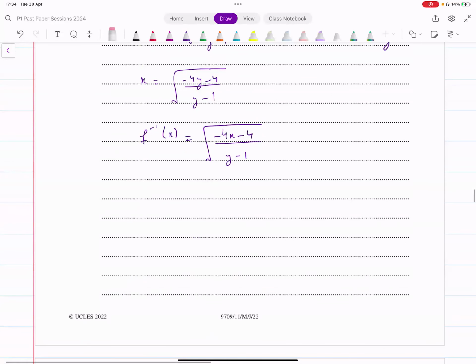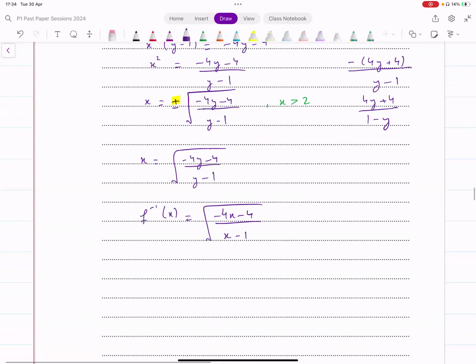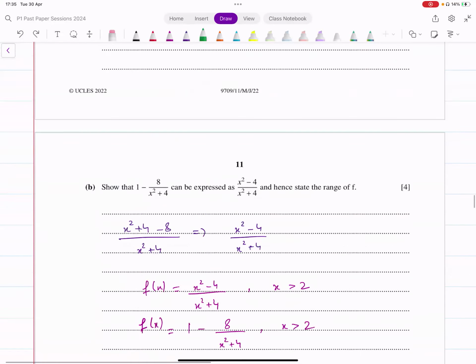Okay, I'm sorry. Yeah, you're right. I did not change x there. Is that what you're saying? Yeah, I'm sorry. This was actually x there, minus 4x minus 4 divided by x minus 1. This x was not replaced there. Yeah, thank you. That's correct.